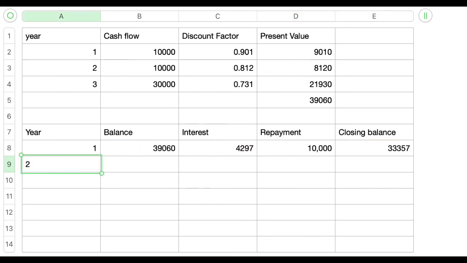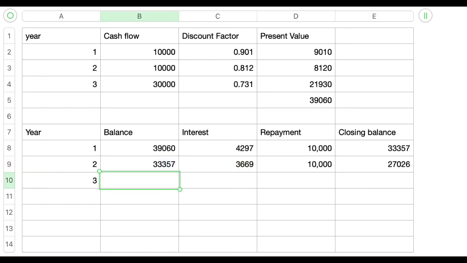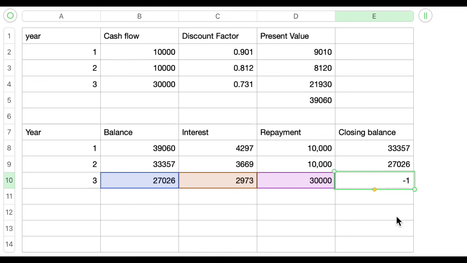So in the second year, the balance is going to be 33,357. Then I'll calculate my interest. My repayment is going to be 10,000 again. My closing balance will be 27,026. I come to my third year. 27,026 will be my opening balance. I would need to charge interest at 11%. Now my repayment here is going to be 30,000. So now when you look at the balance, your balance would be -1. Basically, it's almost 0. Okay.